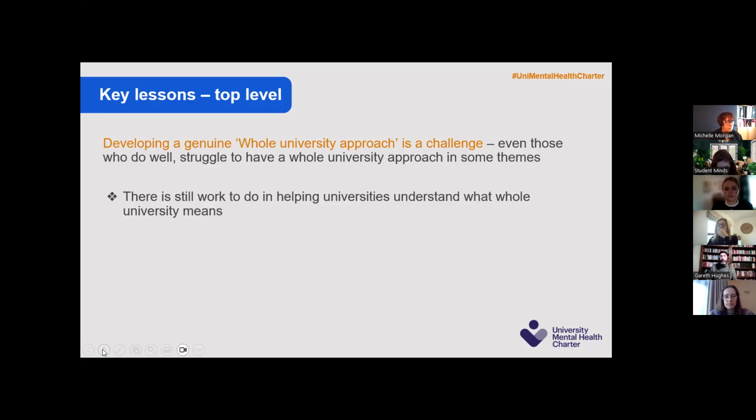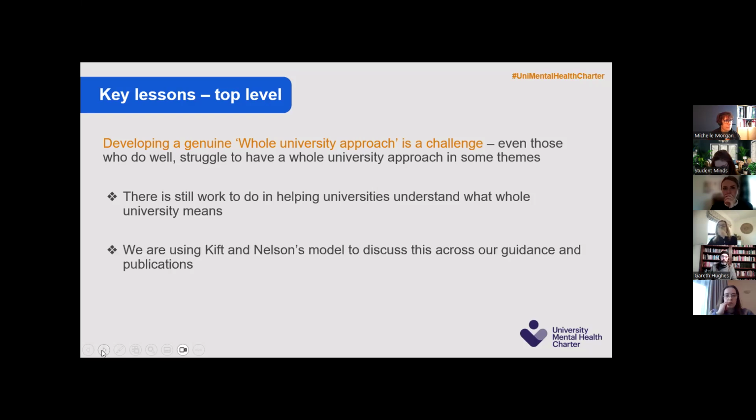There are actually, for some of your universities who are going through the award, so this will definitely be true for universities who haven't yet, there's still work to do in helping universities really understand what a whole university actually means. Some universities are just thinking it means you've got to have activity in each of those areas, rather than thinking about how everything connects together and how everything is then embedded and becomes habitual within the university.